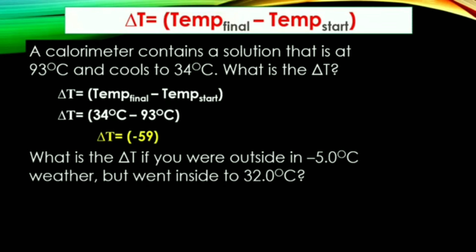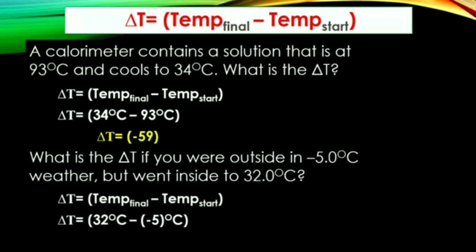In the next example, we are looking for the delta T when the temperature outside is -5 and the temperature inside is 32. If we take the final temperature minus the initial temperature, you'll see that we'll have a positive value. This positive value means that this temperature change corresponds with an endothermic reaction where heat is added.